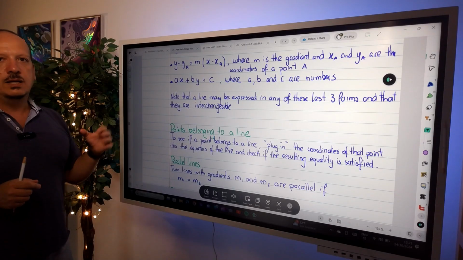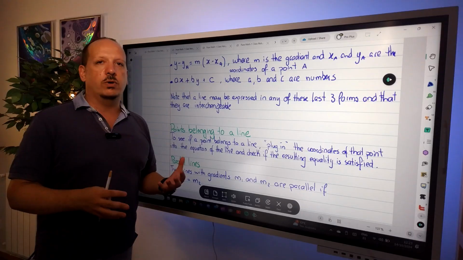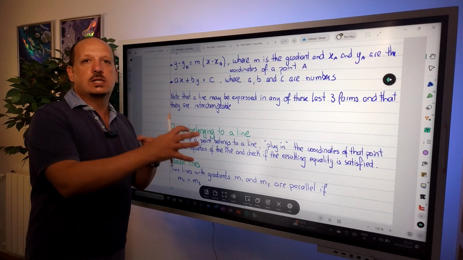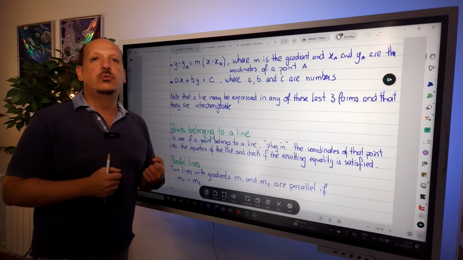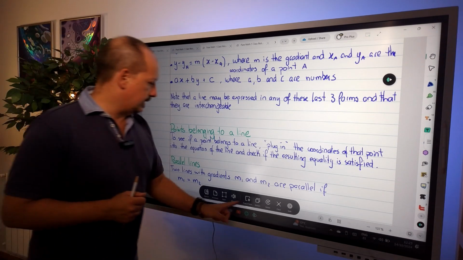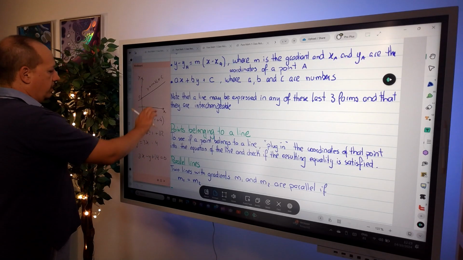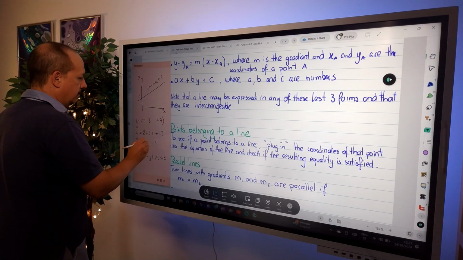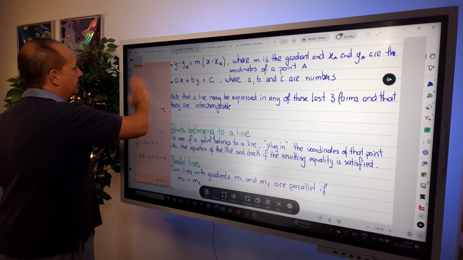What does this mean? This means that after you plug in the coordinates of a point into the equation, you will no longer have variables. You will have numbers on both sides of the equal, and if these numbers are the same, you have proven that a point belongs to a line. So let's say that we have just, I'm going to use this equation of the line, y equals 3x plus 4. Let me just erase this.